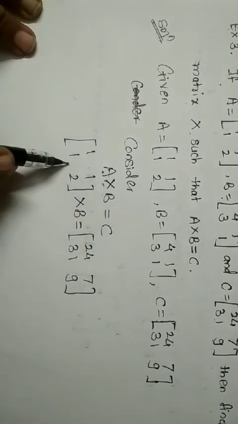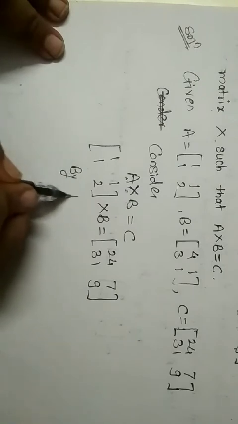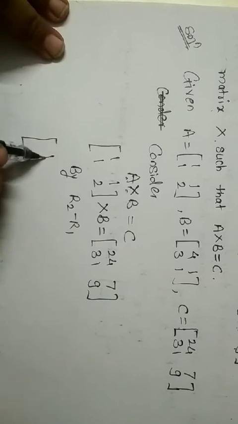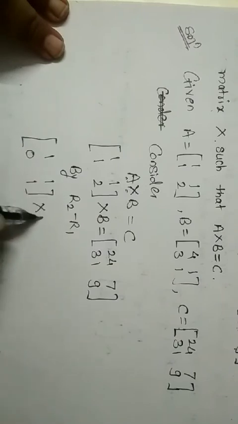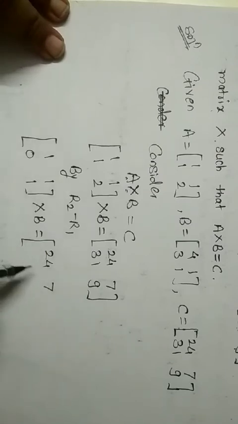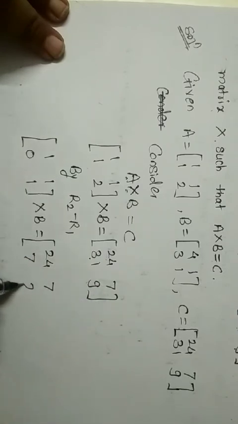Now reduce this matrix A to the identity matrix by performing row transformations. By R2 minus R1 we get the first row as it is, 1 1. Second row: 1 minus 1 is 0, 2 minus 1 is 1, into XB is equal to, again on the RHS, first row as it is, 24 7. There is a change in the second row: 31 minus 24 is 7, 9 minus 7 is 2.